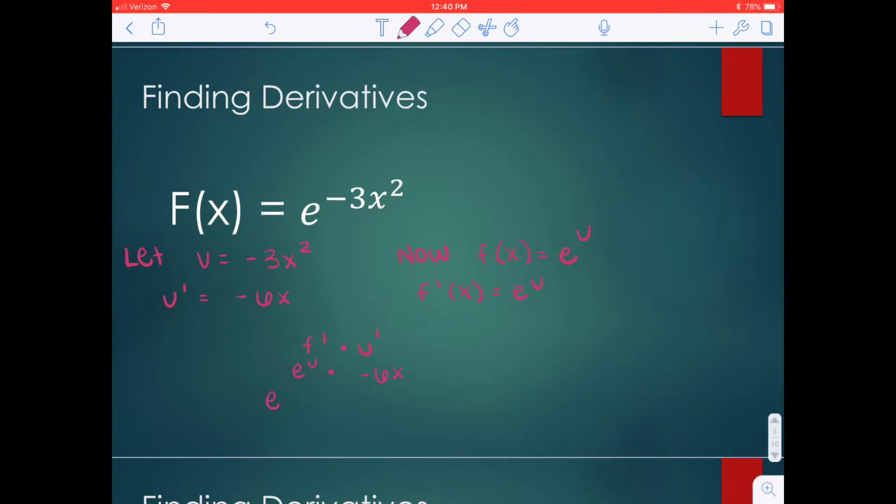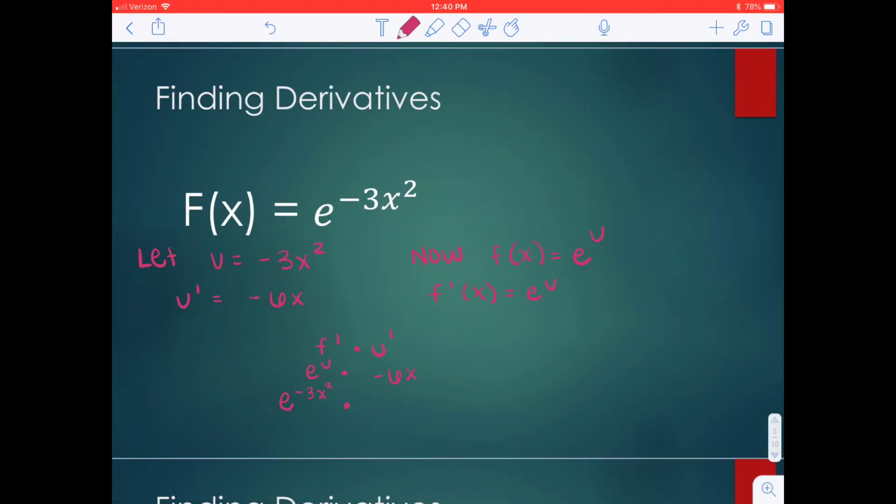We're going to replace the u as negative 3x all squared times negative 6x. And then we can go through and multiply everything together and clean it up. And my final derivative equals negative 6xe to the negative 3x all squared.